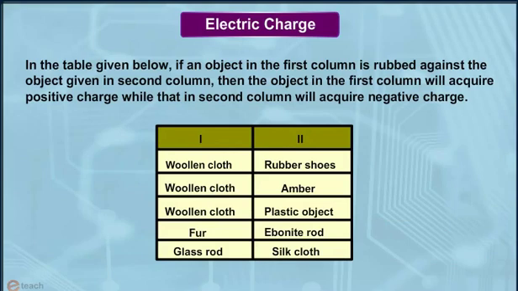In the table given below, if an object in the first column is rubbed against the object given in the second column, then the object in the first column will acquire positive charge, while that in the second column will acquire negative charge.